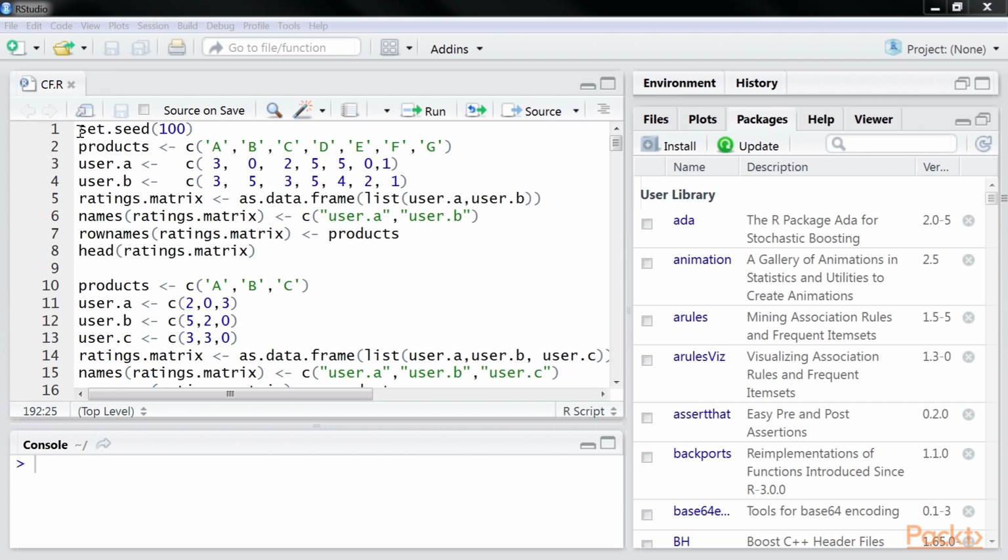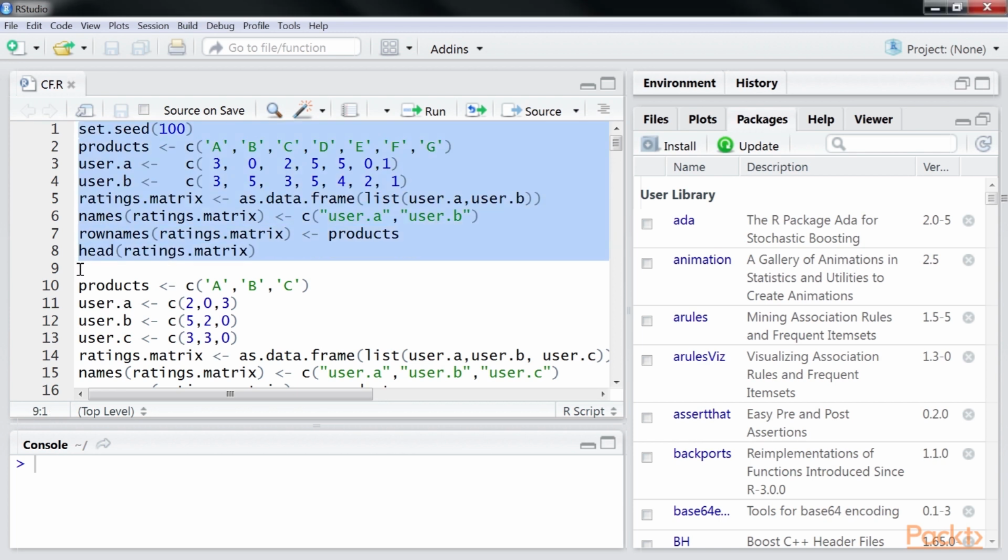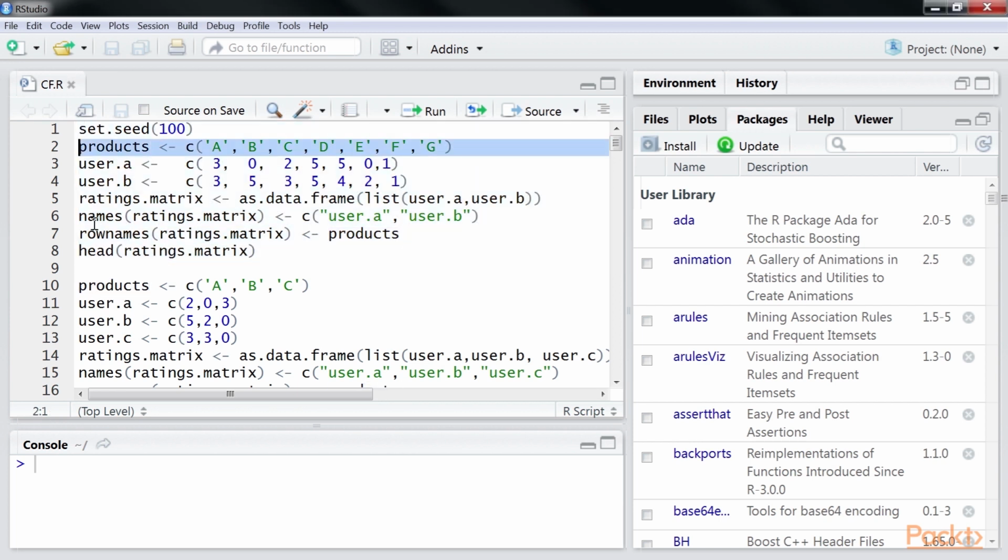Let us use a small R code snippet to explain this concept. Assume we have 7 products, A, B, C, D, E, F, G, and 2 users, that is, user A and user B. We also have the ratings provided by both of the users for some of the products. The ratings are a range of numbers from 1 to 5, with 1 indicating a poor rating, 5 indicating a good rating, and 0 indicating no rating. Let us run the code.